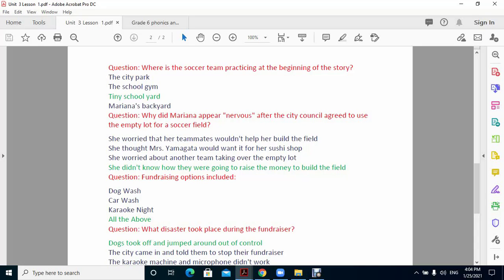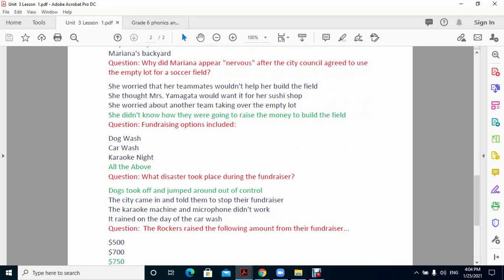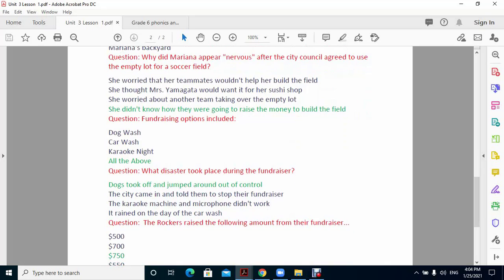Question number 4. Fundraising options include dog wash, car wash, karaoke night, all the above. So the correct option is all the above. It means all the above were fundraising options when they were discussing how to raise funds for making that soccer field.